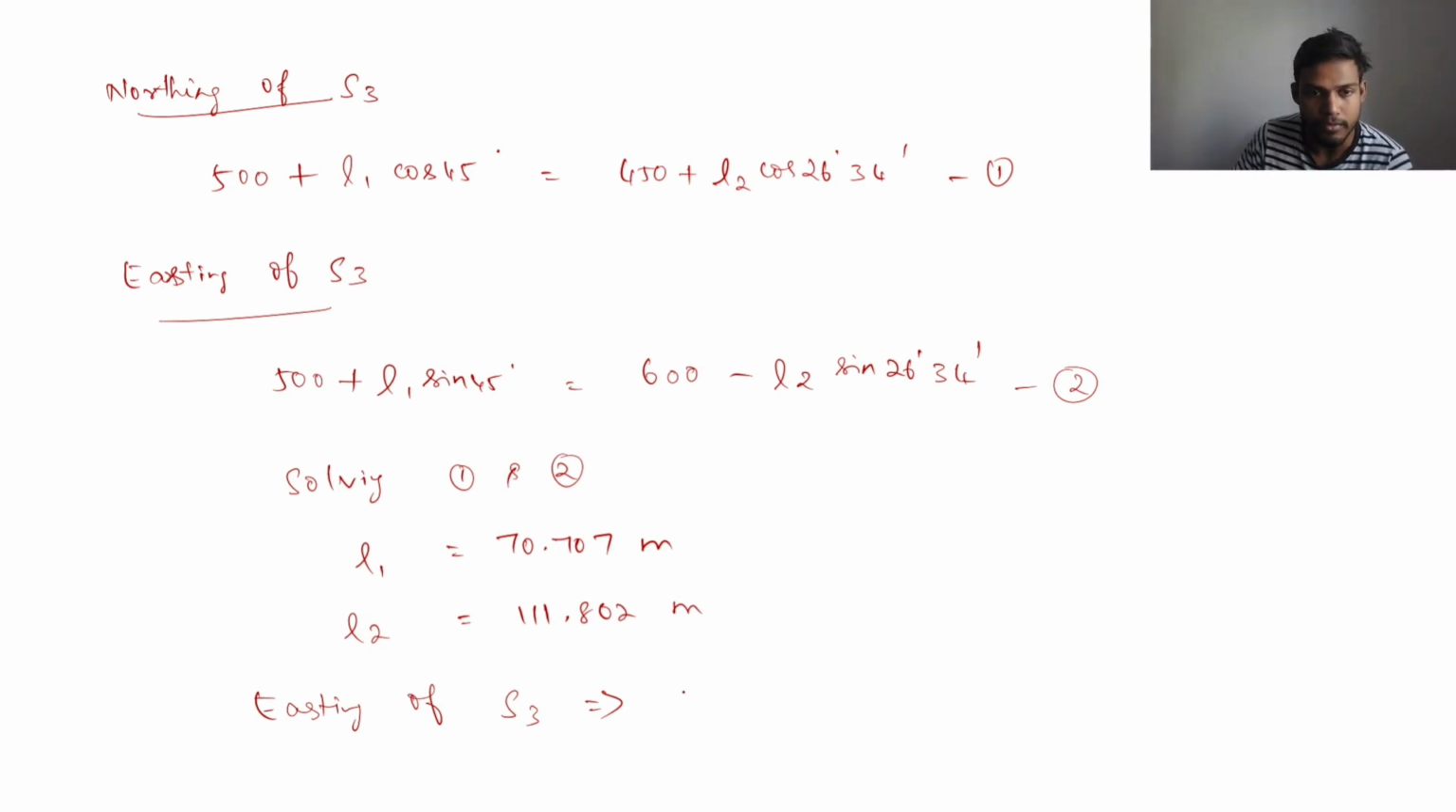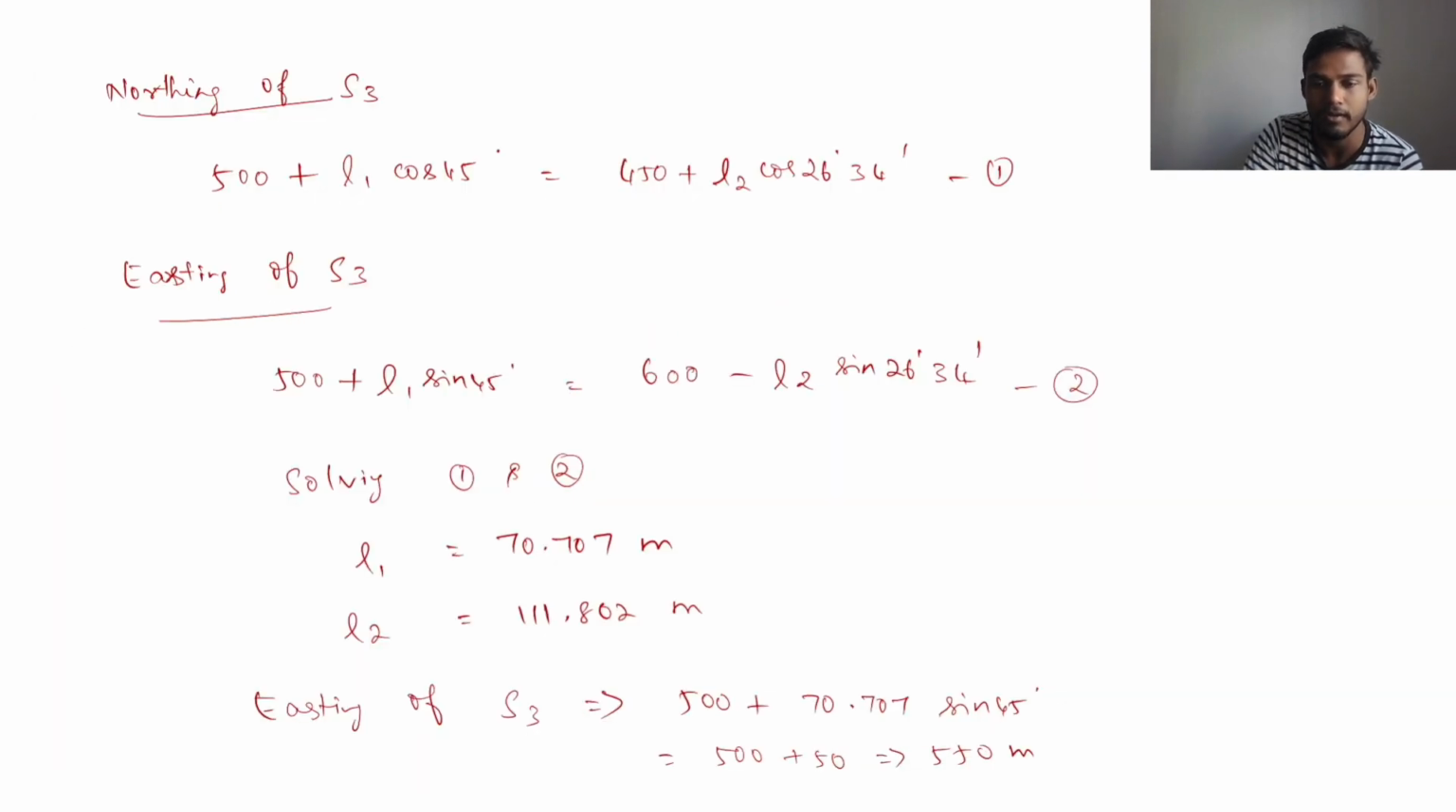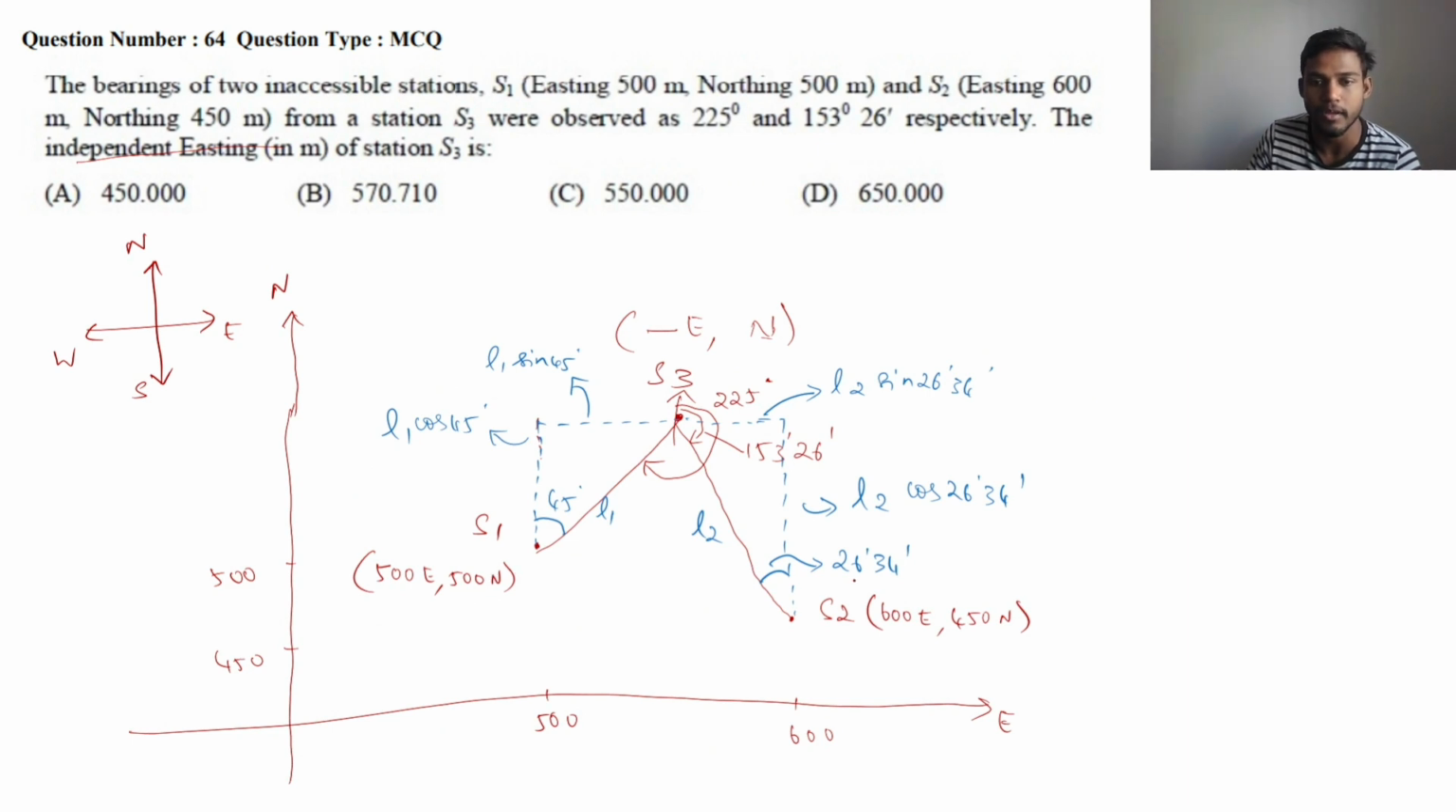I am taking S1, it is 500 plus L1, 70.707 sin 45. We'll get 500 plus 50, equal to 550 meter. If we solve with the other one, that is 600 minus 111.802 sin 26 34 minutes, we will get the same answer, 550 meter. So the easting of S3 is 550 meter, which is in between S1 and S2. Option C is the right answer.